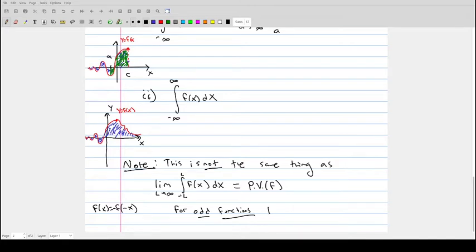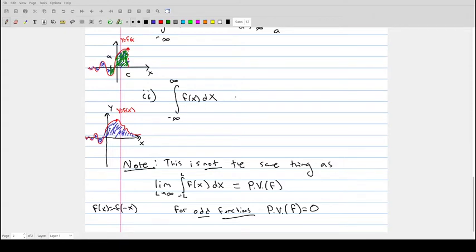For odd functions, the principal value will always be equal to 0, but there are many odd functions that don't have a convergent improper integral. Some functions will have a convergent improper integral, but in general the principal value will be a different value. So it's really important to make this note.